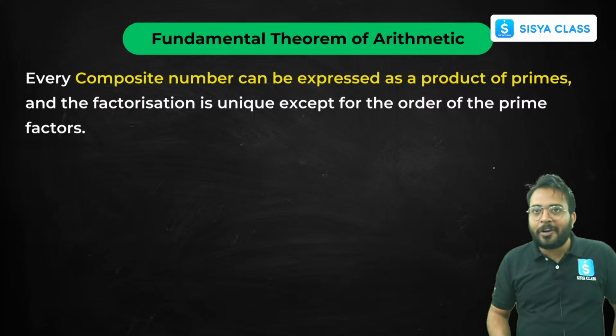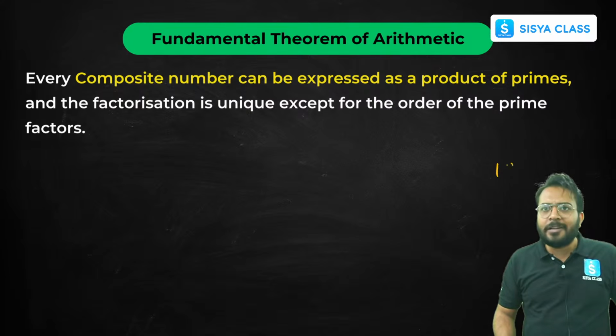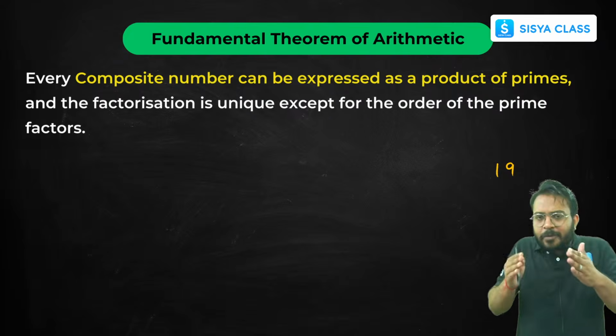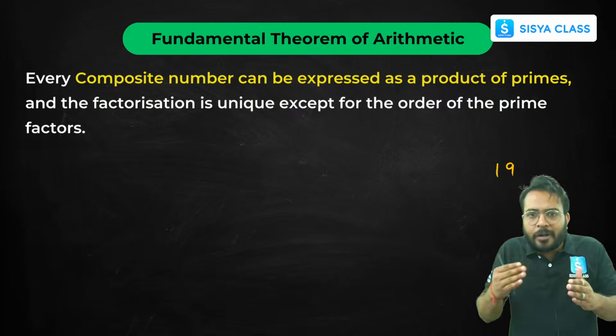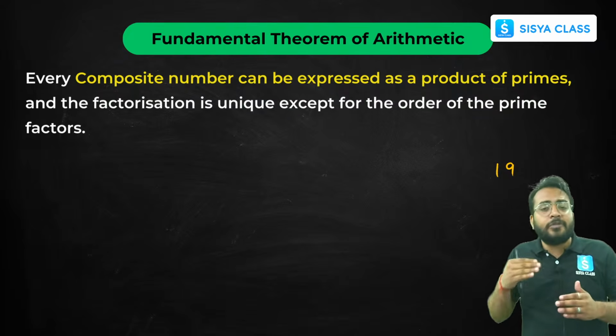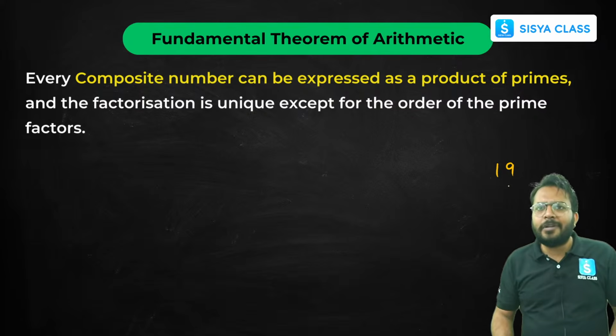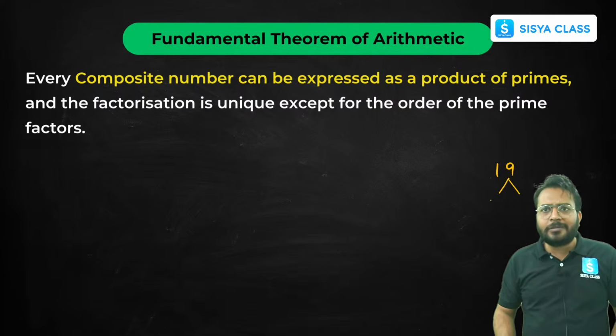Why? If you take any prime number, 19 is a prime number, right? If you want to split this prime number 19 as a product of two or more prime numbers, it can't be written. Why? Because it has only two factors, that is 1 and the number itself.